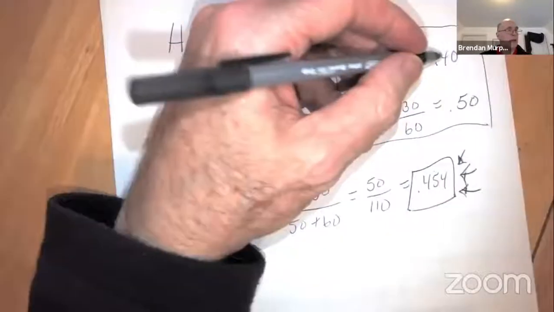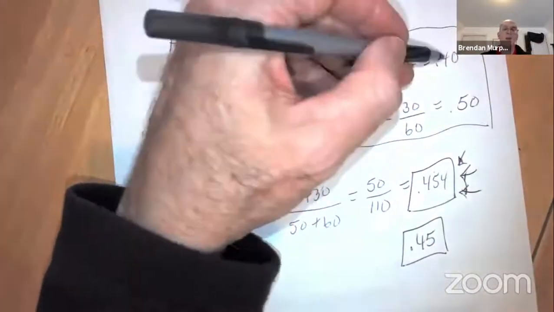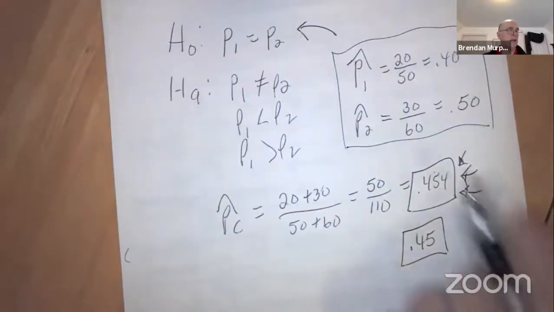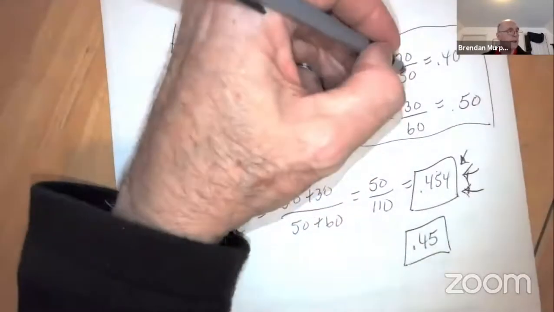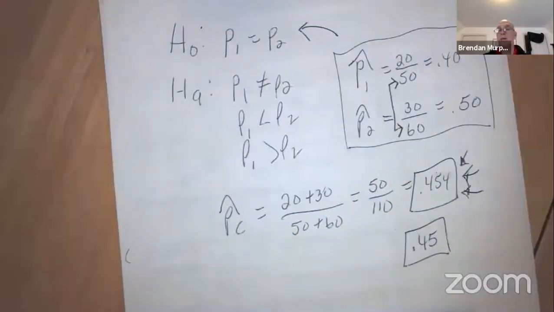Now, the first question my students ask is, Mr. Murphy, why isn't it just 0.45? Why isn't it right in the middle of those? I understand that you have two samples and you're trying to come up with what you think is the best number here, but why isn't it right in the middle? And the reason is those two sample sizes are not the same. And many times they won't be the same.